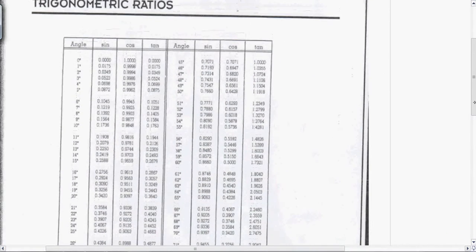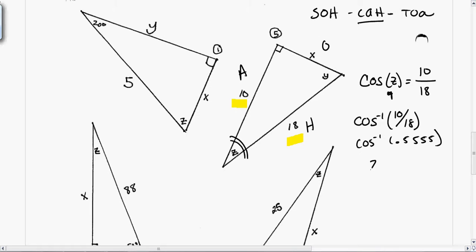And then get your table. And I want to look in the cosine for 0.555 repeating. Look down that side, so I'm going to look down the second side. In between these two values here. So 56 degrees or 57 degrees. And I just need to make a decision, is it closer to 56 or closer to 57? 0.555 repeating is probably closer to the 0.559 or 0.5592. So I'm going to say that the angle is 56 degrees approximately. So Z equals approximately 56 degrees.